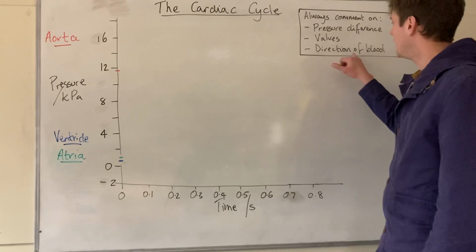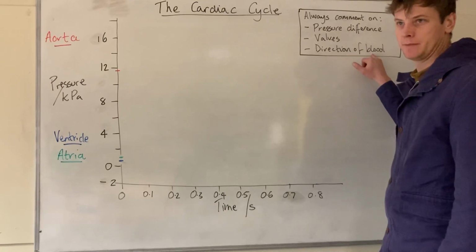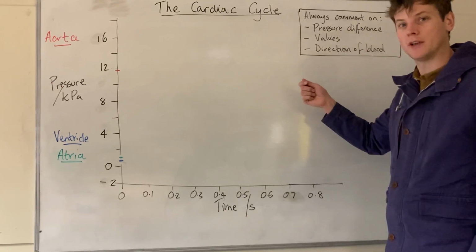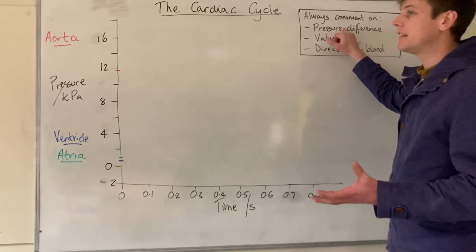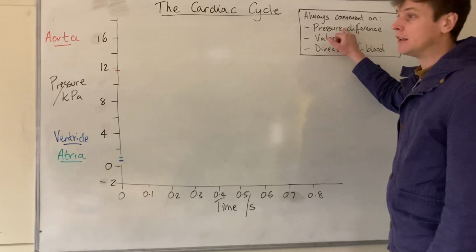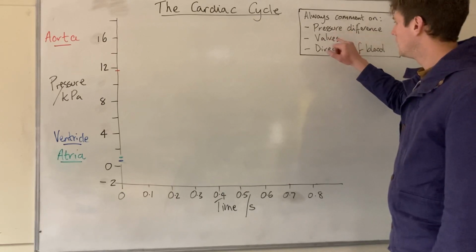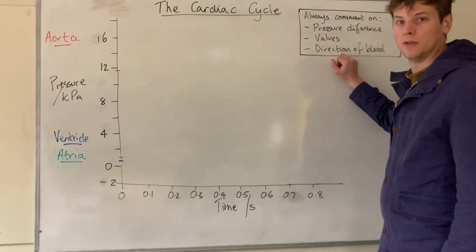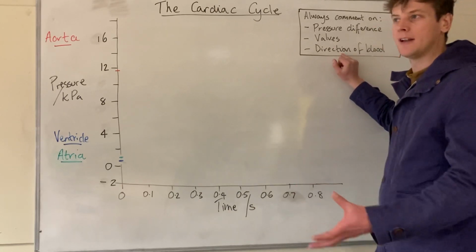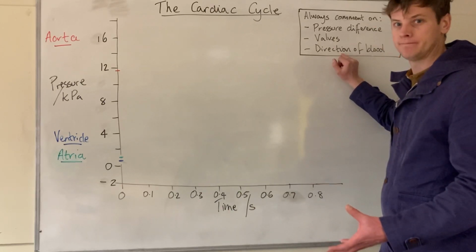Lastly, you make a comment on the direction of the blood. So let's just go through all of those things. If the pressure in the atrium is greater than the pressure in the ventricles, the atrioventricular valves will be open, the blood will flow from the atria and into the ventricle.